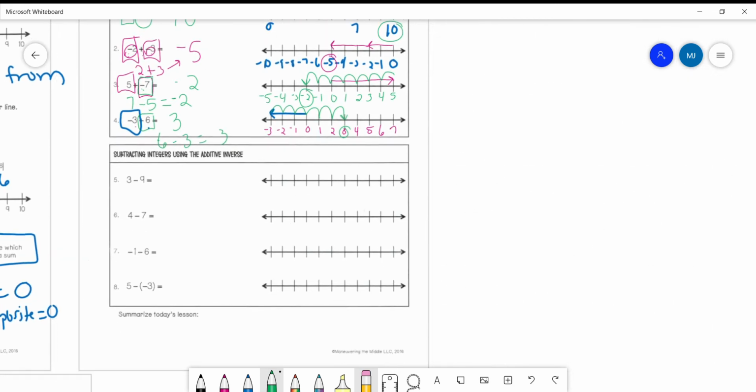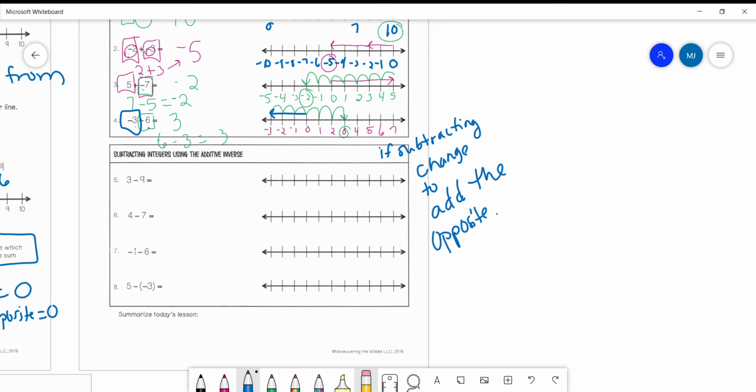The next thing I'm going to teach you is something they didn't really put on here. So if you're subtracting, write these notes somewhere down on your paper. Change it to add the opposite. So 3 minus 9, the first thing I'm going to do is keep the first number the same. I'm going to change subtraction to addition. And I'm going to do the opposite of my second number. So my second number right now is positive, and so I want it to be negative.